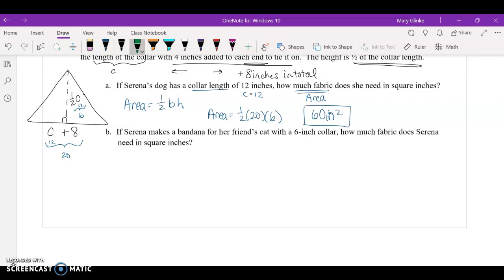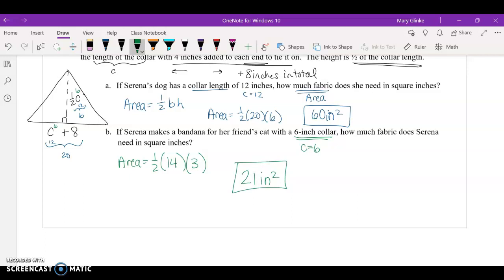For part B, now we want a cat. The cat has a 6-inch collar. So in this problem, the collar here would be 6. So we're going to do 6 plus 8. And so when we do our area, it's going to be 1/2 of the base, which if we plug in 6 plus 8, we get 14, times the height. And if we do half of 6, we end up with a height of 3. So half of 14 is 7, and 7 times 3 is going to be 21 inches squared.